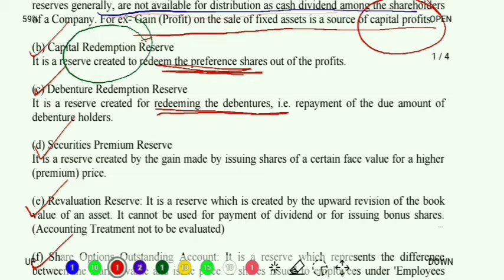Clear? So capital redemption reserve is also an item which comes under reserves and surplus, and debenture redemption reserve is also an item of the balance sheet which comes under the head of reserves and surplus. Clear? Moving to the next one we have is securities premium reserve.